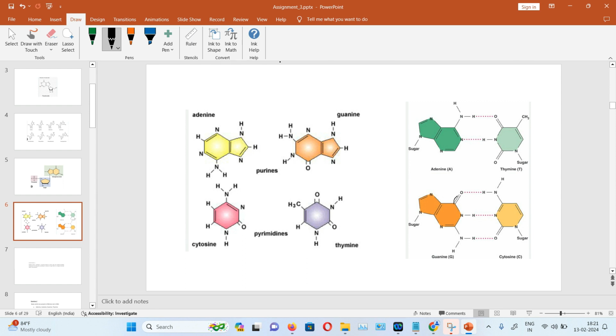You can see that these are two ring structures, and these are single ring structures. The two ring structures are called purines, and the single ring structures are called pyrimidines. Here only a double bond forms with the corresponding nitrogen bases. So we can see that these are complementary bases. Adenine's complement is thymine, and thymine's complement is adenine. In a similar way, guanine's complement is cytosine, and cytosine's complement is guanine.